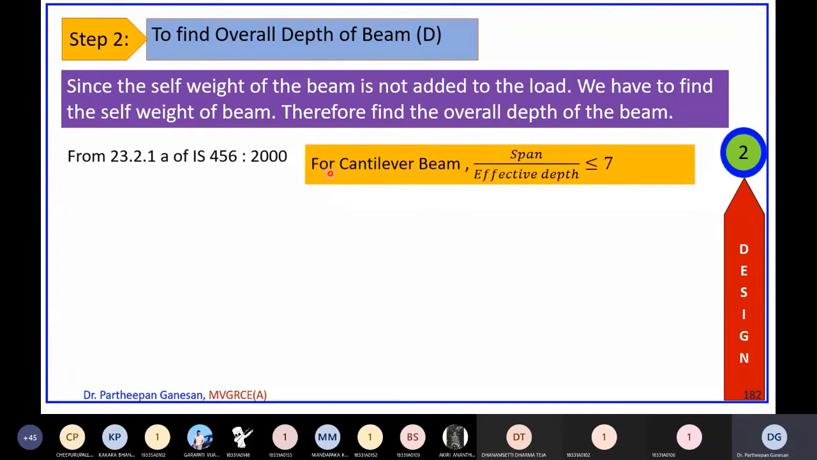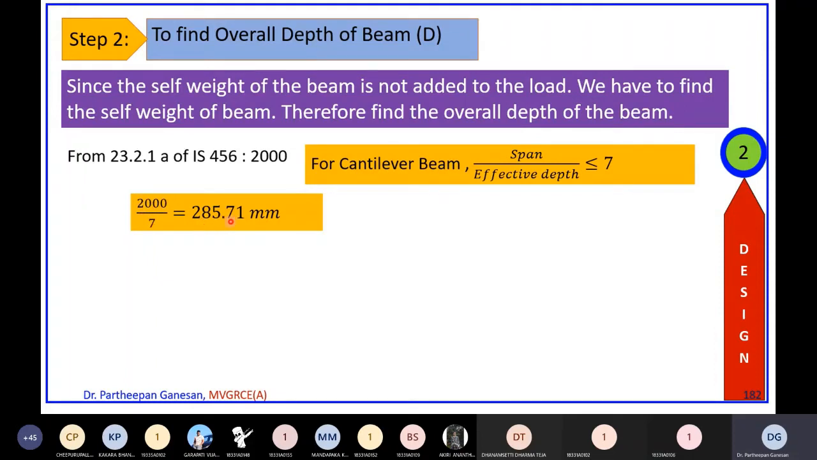Similarly, for a cantilever beam, the span to effective depth ratio should be less than or equal to 7. The value given there was a maximum value, so you can have a less than or equal to value. I know the span is 2 meters, which means 2000 mm. Most of the time students make a mistake: instead of 2000 they write 2 by 7, but then it should be in meters. So 2000 is in millimeters, divided by 7.